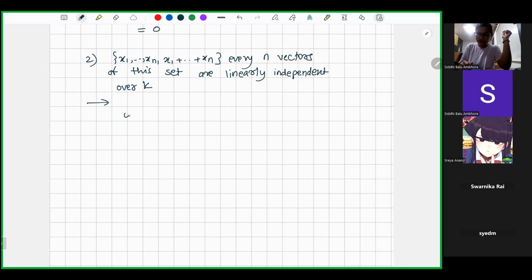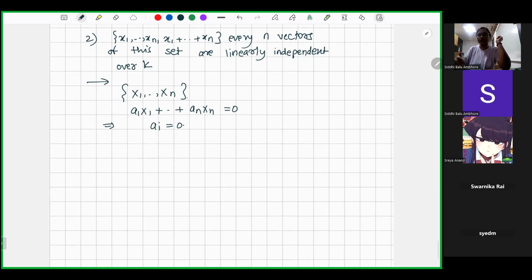if we choose x1 to xn, they are anyway linearly independent. So for x1 to xn, if I need a1 x1 plus ... plus an xn to be 0, then all these ai must be 0. Is that okay? If I choose this set, that is fine, right?